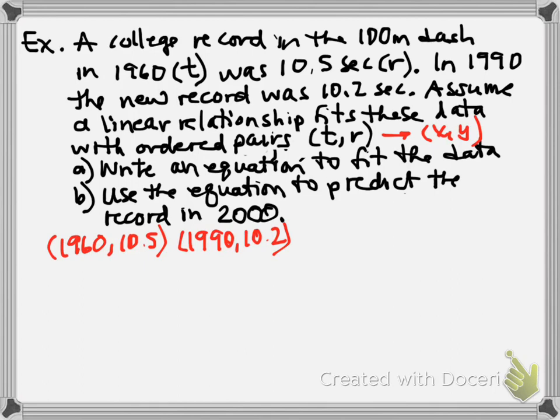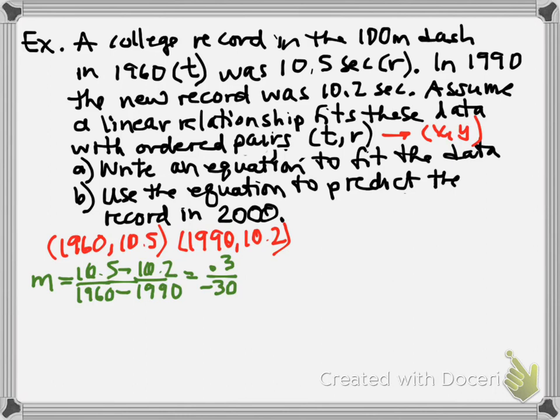So now we have two ordered pairs. What do we get to do with them? What's in our list of steps? What do you know what to do when you're trying to write an equation? We're going to figure out our slope, right? So our slope is going to be 10.5 minus 10.2 over 1960 minus 1990. We're going to subtract, and we get 0.3 over negative 30.